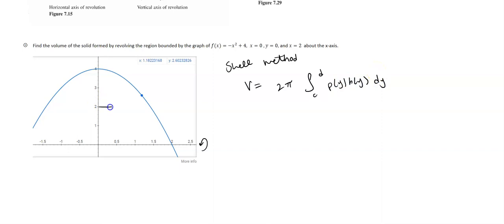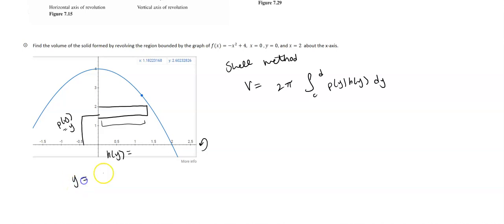And we're going to be looking at horizontal rectangles because they are parallel to the axis of revolution for this method. So for this one, the distance from that axis to my shape is just going to be the y value. Whereas the height h of y, or the length h of y, is going to be the formula, but it's got to be solved for y.